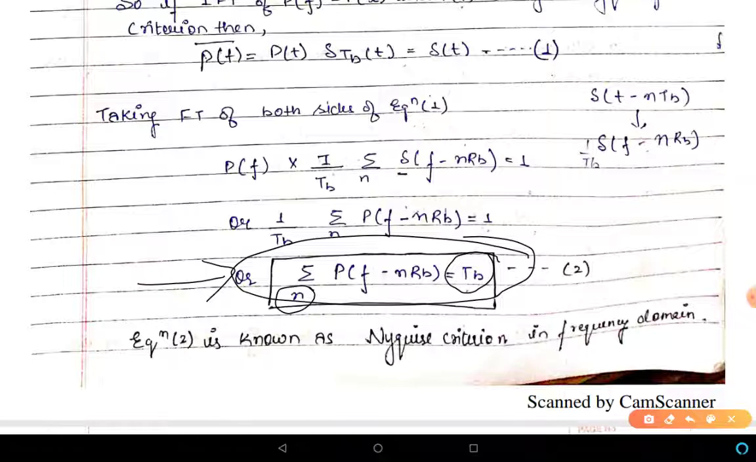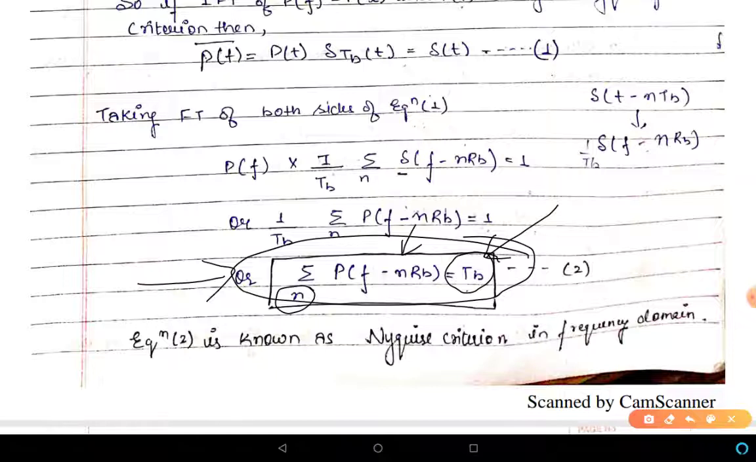In other words, what is P(f minus nRB)? For n equal to 0, what is this value? It is P(f). For n equal to 1, it is P(f minus RB), that is a pulse which is shifted by RB to the right side. If I take n equal to minus 1, then it is P(f plus RB), that is a pulse which is shifted to the left by RB. So if I sum them, then it must be a constant, that is TB. This is another criteria. This is another condition for having 0 ISI.